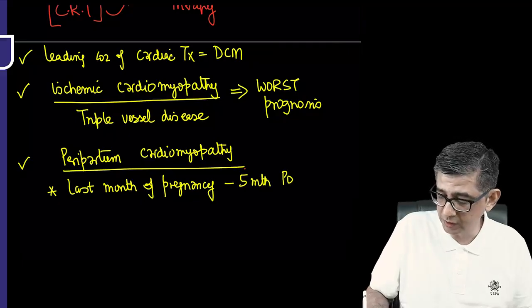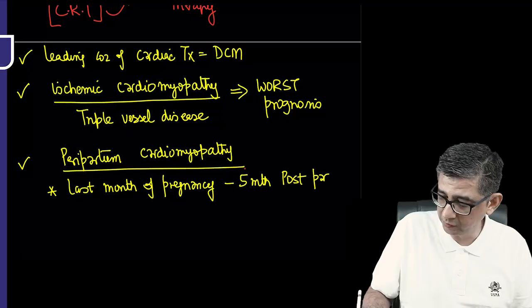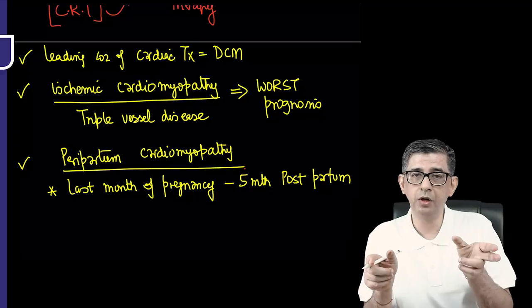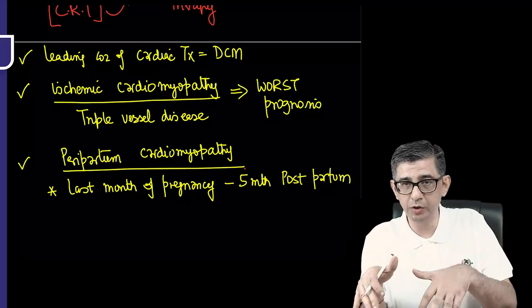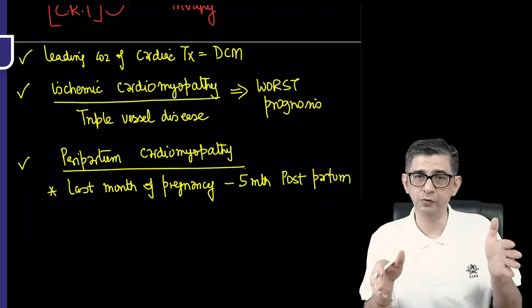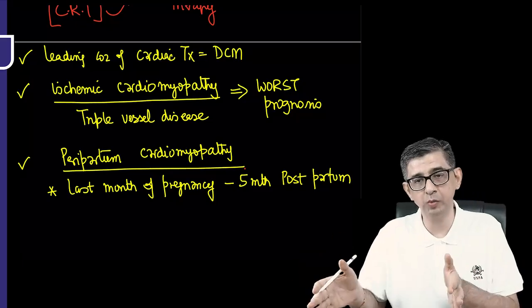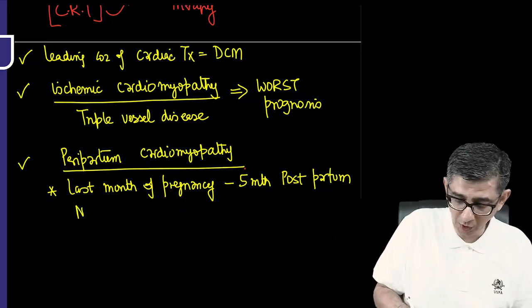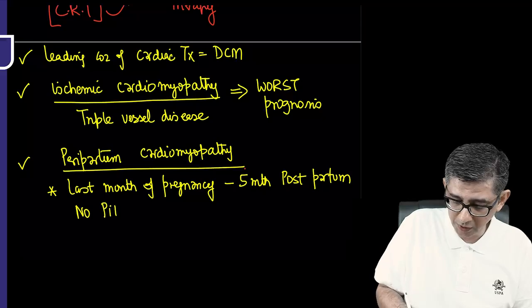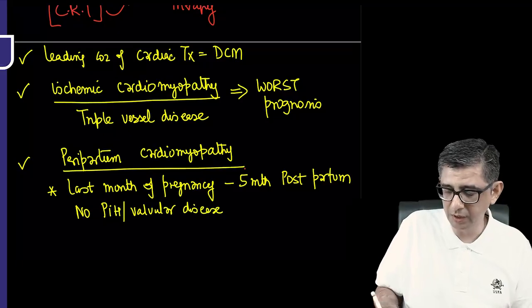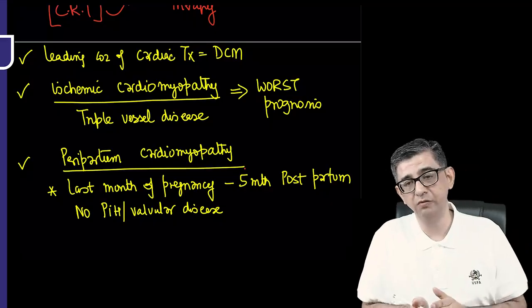In some books it is written 6 months postpartum, but Harrison says that from a medicine perspective, peripartum cardiomyopathy is from the last month of pregnancy, that would be 1 month, and 5 months postpartum. As I said, you have to rule out pregnancy induced hypertension, you need to rule out valvular heart disease in the patient, and this lady has unfortunately gone into congestive heart failure.